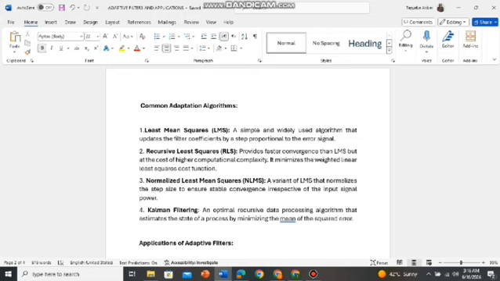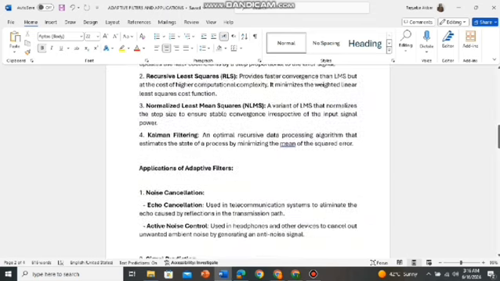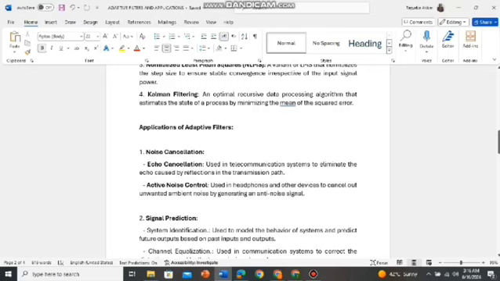It is like LMS but normalizes the step size and converges stably irrespective of the signal input. The next one is Kalman filtering, which is used as a processing algorithm to estimate the state and minimize the mean square error. The next one is applications of adaptive filters.